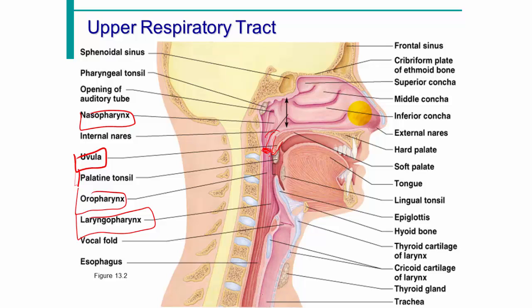A couple other things you might notice now is air leaves the nasal cavity and enters the pharynx, it's going to encounter tonsils. And remember, tonsils are part of the lymphatic system. So there's three tonsils here. There's the pharyngeal right here. These are also known as the adenoids. And then we have the palatine tonsil, which is right here. And then lastly, we have the lingual tonsil, which is right here.